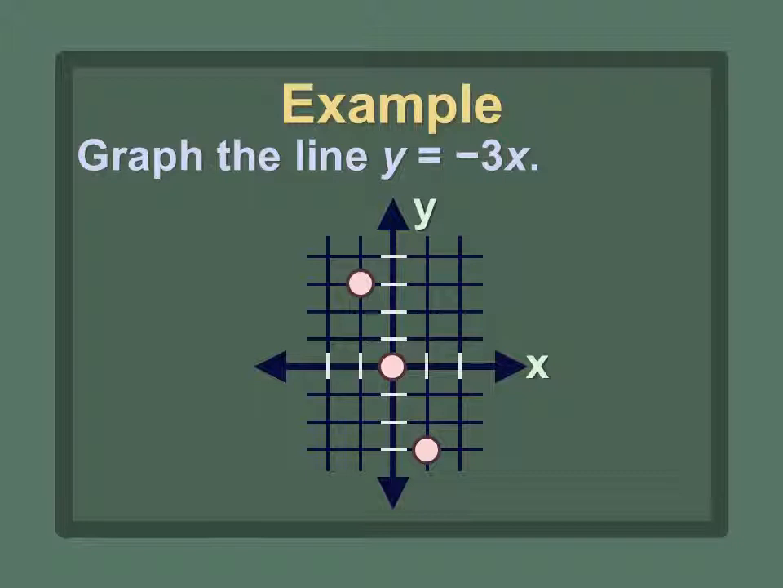So we have to rise -3 and then run 1 to get our first point. And then we do the opposite. Since we went down 3, we're going to go up 3. Since we went to the right 1, we're going to go left 1, sorry. And so that gives us our third point. Now that we have all 3 points, we're going to connect them to get our graph.